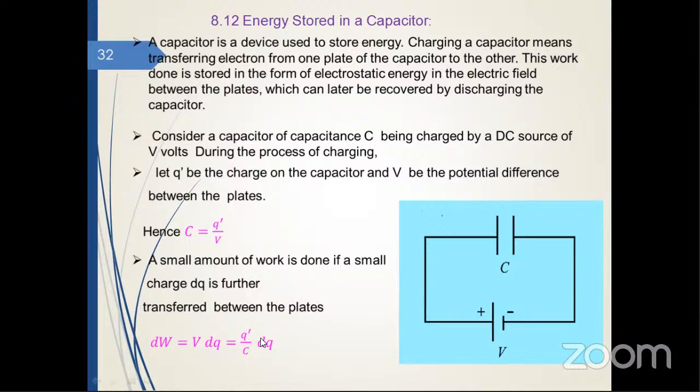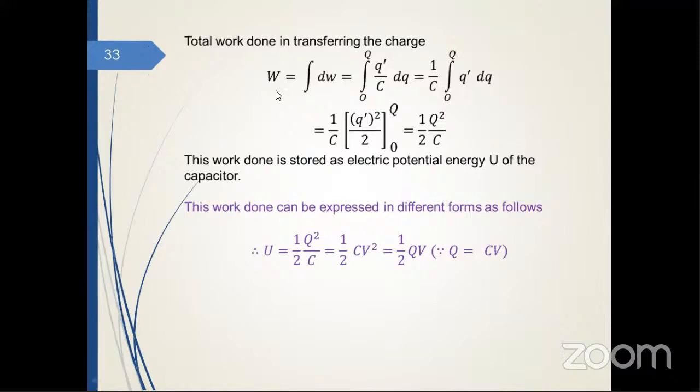What is this V? Therefore, V is equal to Q' divided by C. We are just rearranging the equation and making the equation for V. Therefore, Q' divided by C into dq. If we want full charging, then we are going to take the integration. Here, the total work done transferring the charge, from 0 position to full charging up to Q position, we take the integration from 0 to Q. Therefore, dW is equal to Q' divided by C into dq.